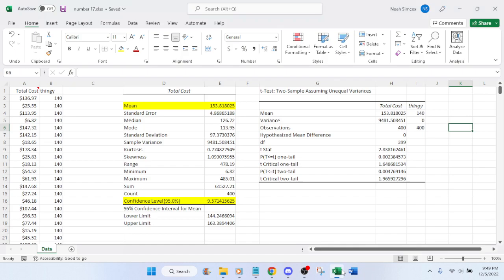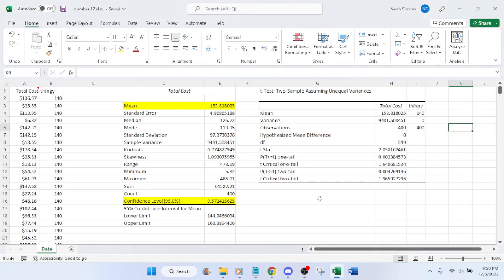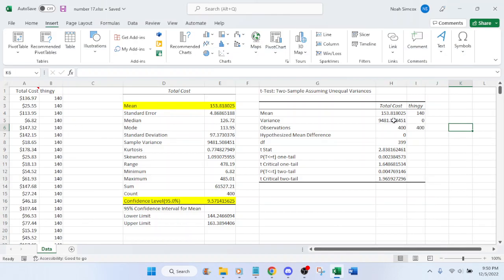So the manager wants to know if they spend 140 or more. 140 or more. So how much time do I have left? 126.